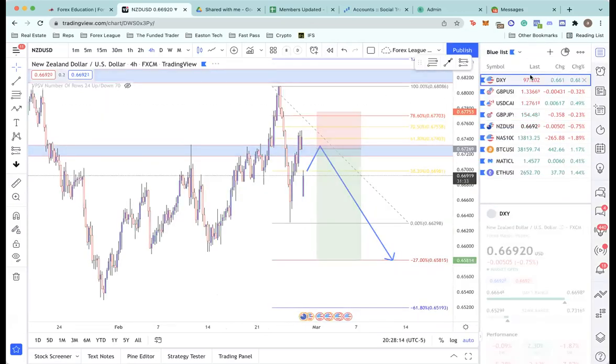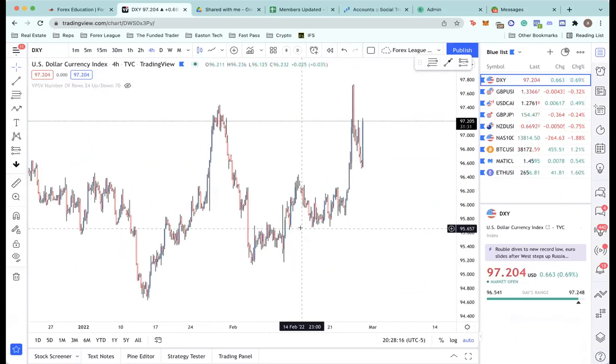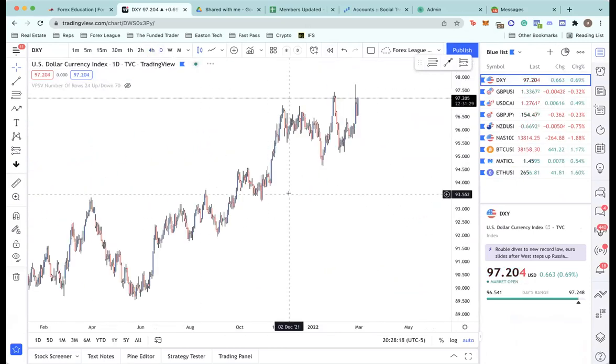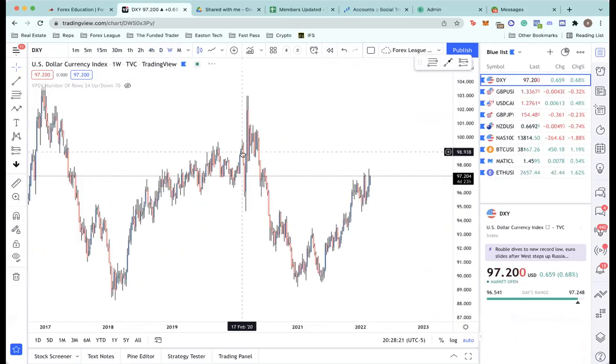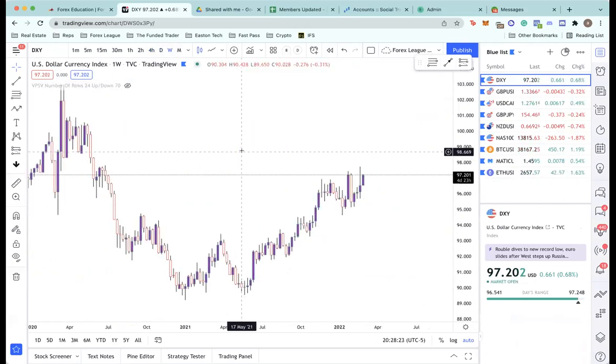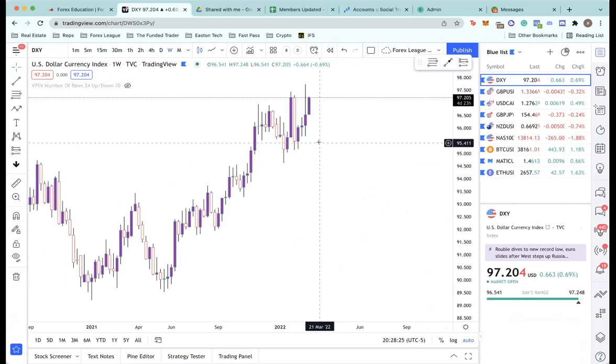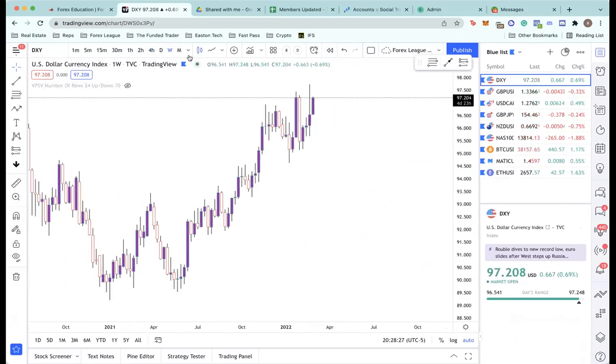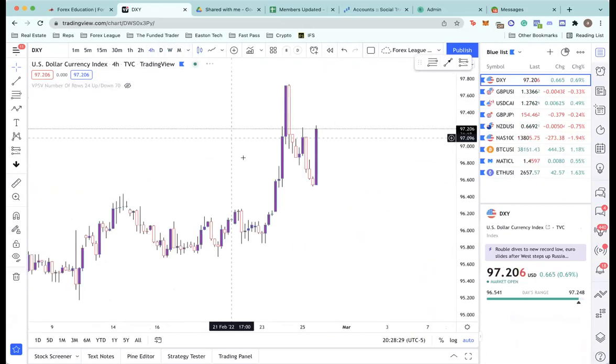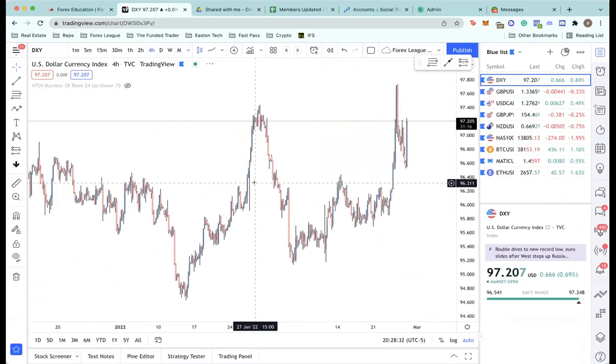To start, I'm gonna just go with DXY again. So I actually went ahead and cleared my entire chart because going into last week, we were expecting potentially for DXY to go to the downside. If we do kind of think about what last week's analysis was, I'm just gonna come down to the 4-hour time frame. This is pretty much where we were last week.